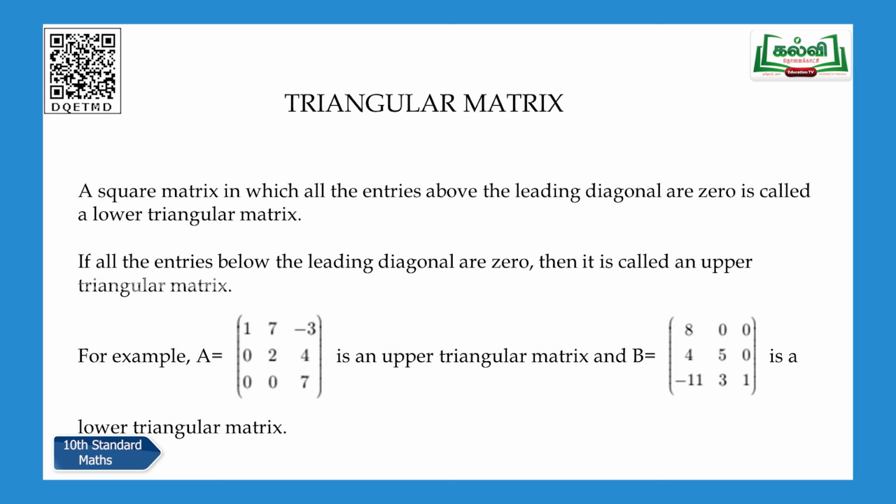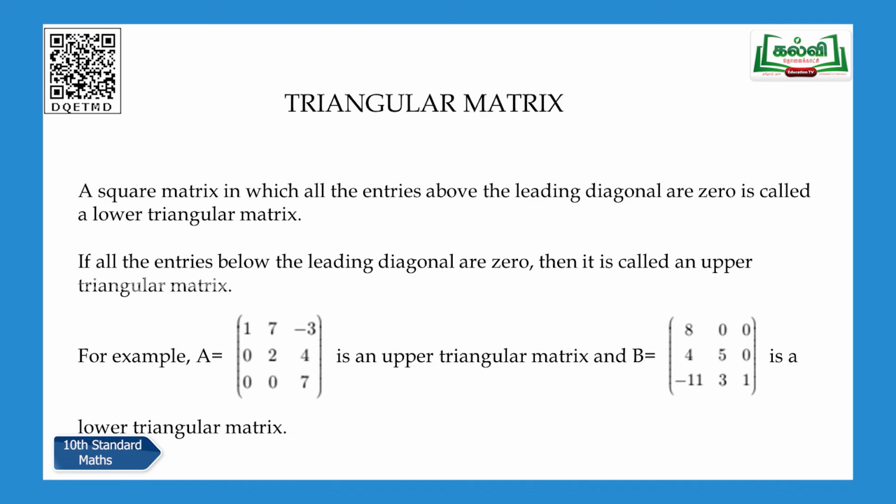Triangular matrix. What is a triangular matrix? A square matrix in which all the entries above the leading diagonal are 0 is called a lower triangular matrix. This is also a square matrix. What do you mean by square matrix? The number of rows and the number of columns are the same, that is a square matrix.